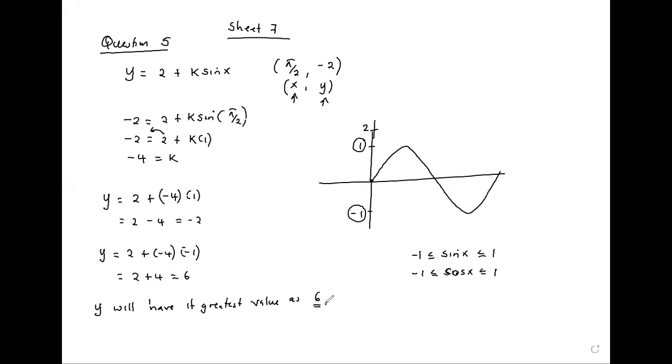So if we were forced to sketch this function, we would have sketched it and it would have been going down instead of going up, because the whole function now could be written as y is equal to 2 minus 4 sine x. So that would have been the story.